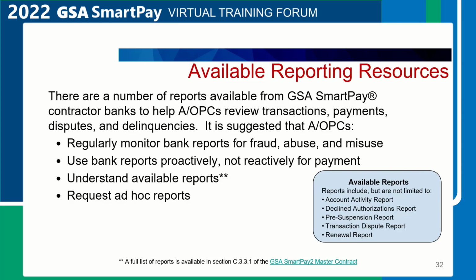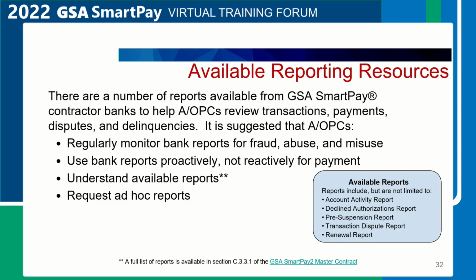There is a transaction dispute report. This report lists all outstanding and resolved transaction disputes and includes all the information to identify, track, and obtain status of the dispute throughout resolution. It's a great report to help you manage disputes. One other report is a renewal report, and this report will list the accounts that are due to expire. A lot of times this report is used by AOPCs to just flag expiring accounts.